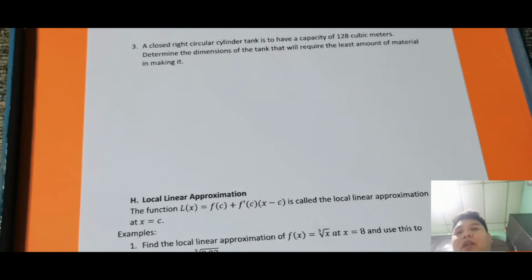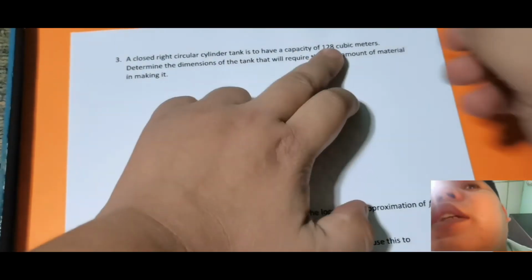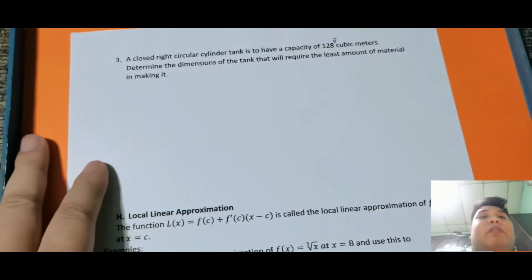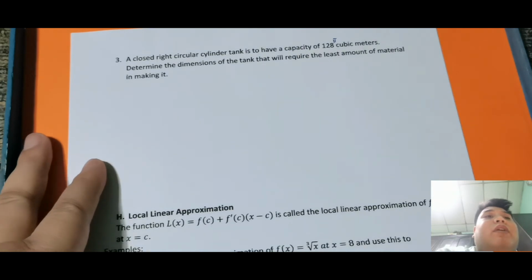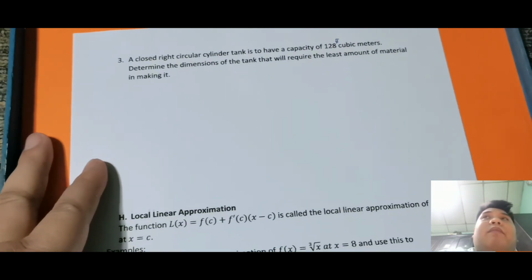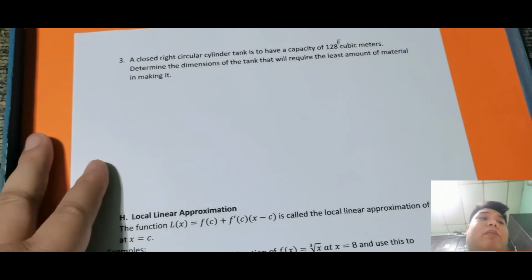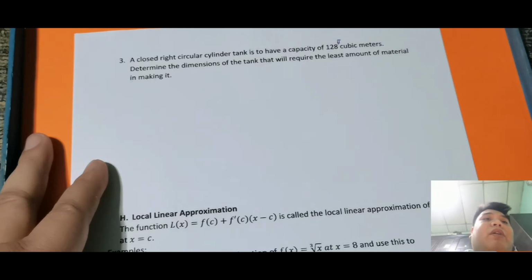Okay, so for number 3, a closed right circular cylinder tank is to have a capacity of 128, may kulang akong nailagay dyan, so this is 128 pi cubic meters. Determine the dimension of the tank that will require the least amount of material in making it. Kung meron siyang capacity na 128 pi cubic meters, meaning meron tayong given na volume.